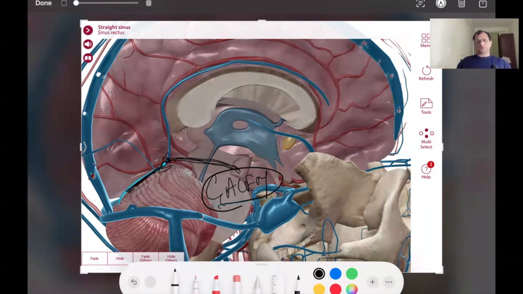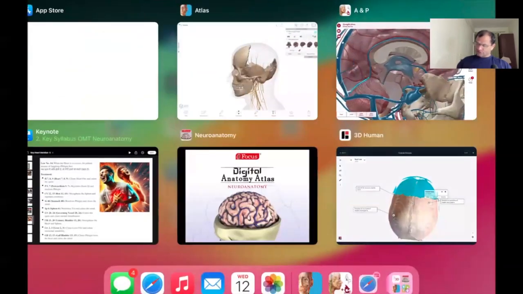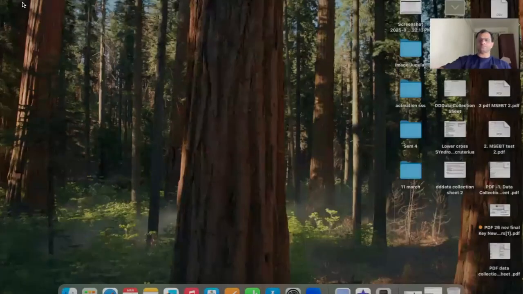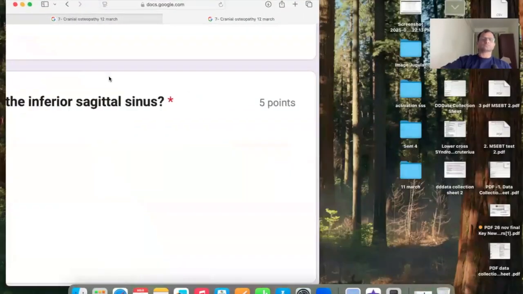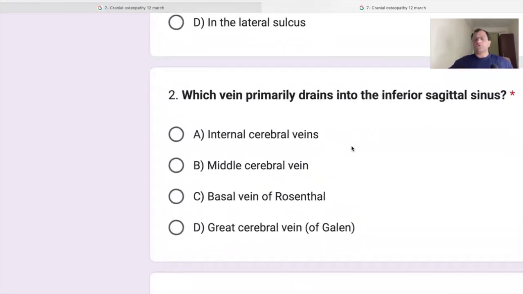Vein of Galen is very much important because it's bringing blood from the deeper part of the brain. So the vein of Galen is coming in the inferior sagittal sinus, then both together are draining in the straight sinus. So if we look at the quiz here, which vein primarily drains into the inferior sagittal sinus? The answer will be great cerebral vein or the vein of Galen.